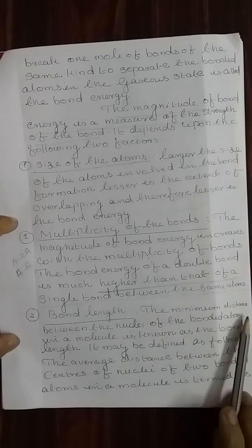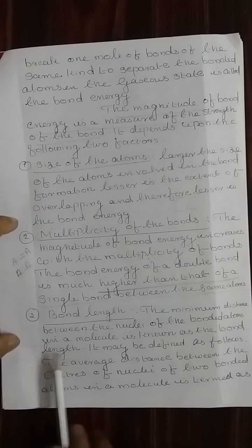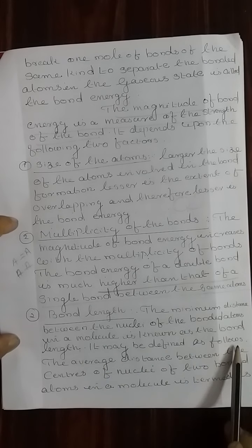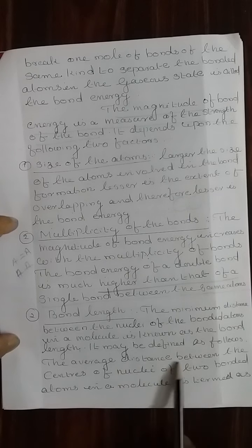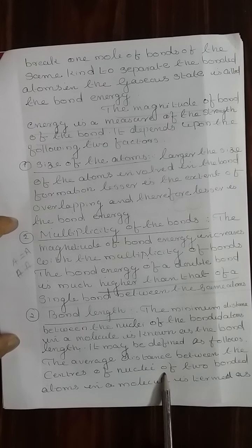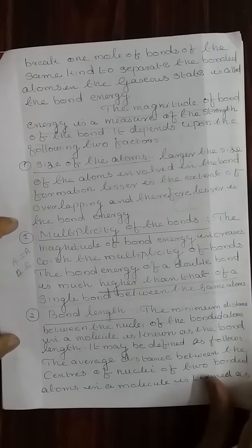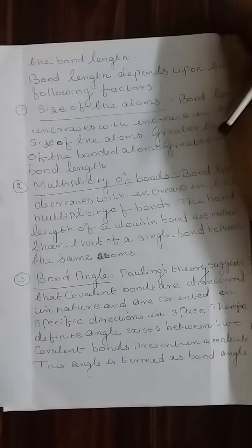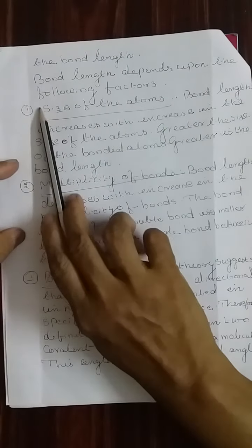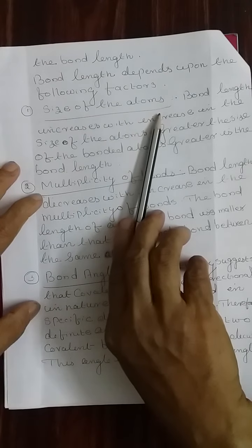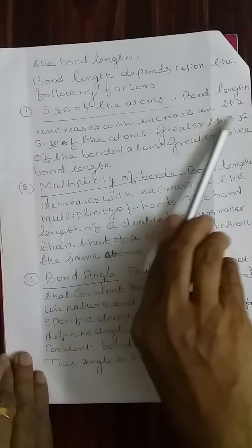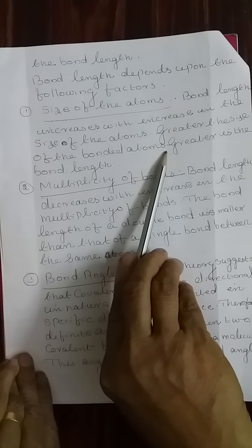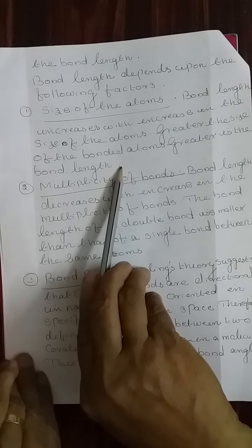Bond length. The minimum distance between the nuclei of the bonded atoms in a molecule is known as the bond length. It may be defined as the average distance between the centers of the nuclei of two bonded atoms in a molecule. The bond length depends upon the following factors. Size of the atom. Bond length increases with increase in the size of the atoms. The greater the size of the bonded atoms, the greater is the bond length.